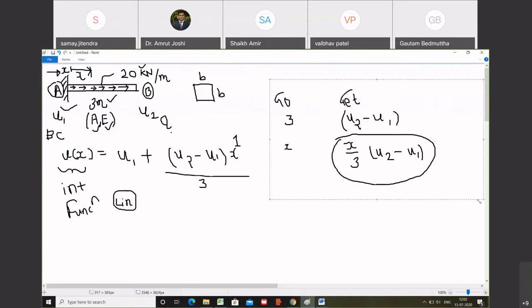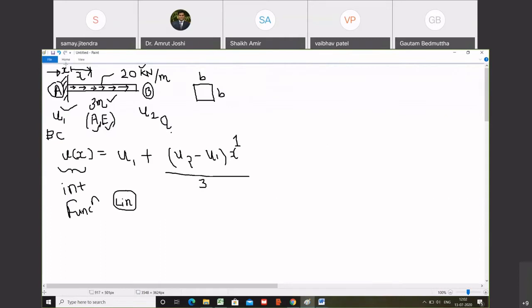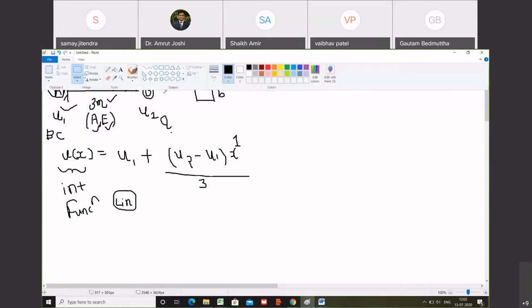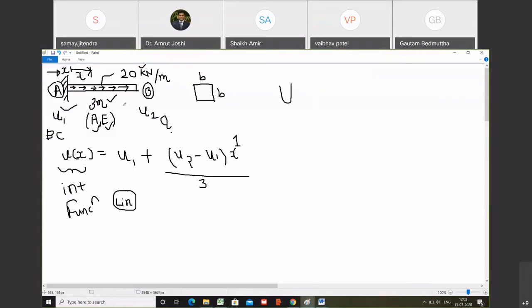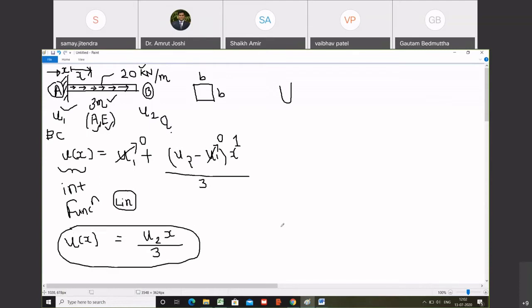Okay. Now let us try and write down the potential energy in terms of U1, U2. Here U1 is 0, so I can straight away make it 0. This also will be 0 because it is a boundary condition. So what is the deformation that I get? U of x is equal to U2 x by 3. This is the interpolation function. Are you with me?